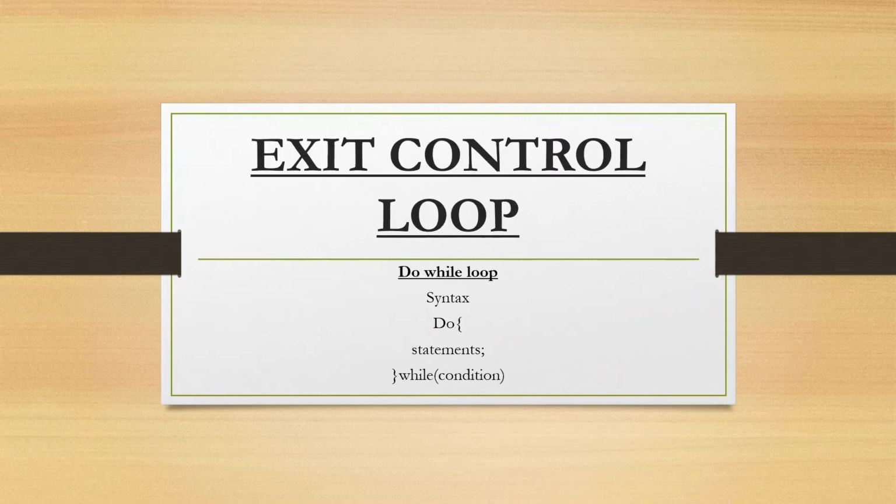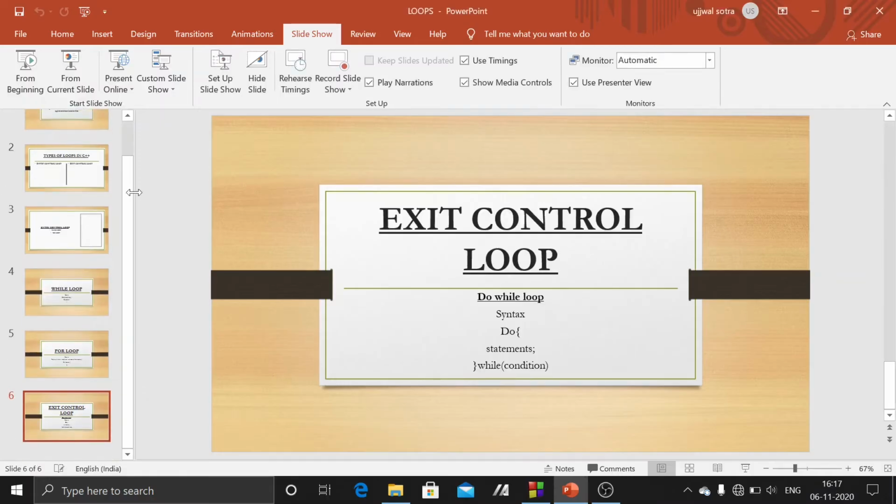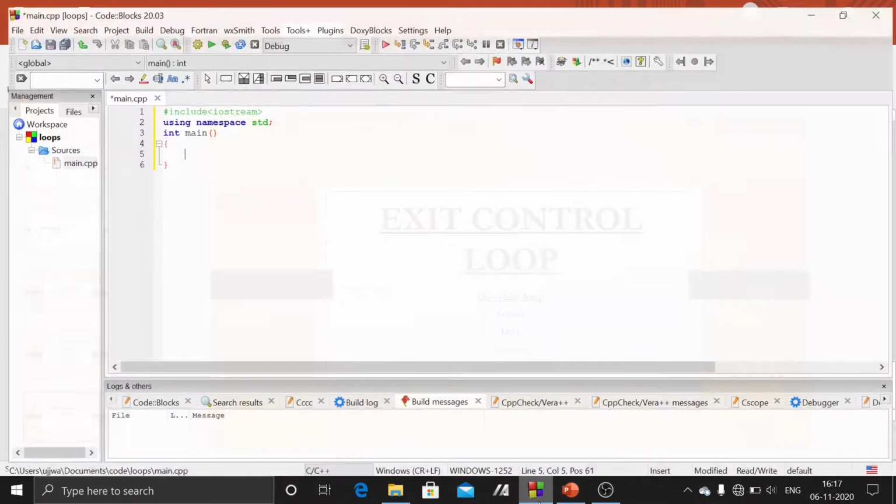Then we have the exit control loop, and it just consists of the do while loop. As you can see, first we write the keyword do and inside the statements, then while, and then the condition is verified. So first it will come to do and then the statement will run at least once, then the condition will be applied. So if we are outputting something, it will be displayed on the output screen. Now let's head over to the IDE and write some code.